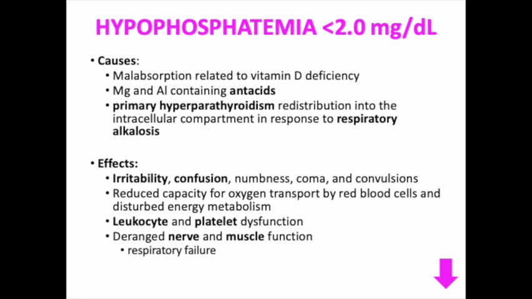Well, what causes too little phosphate, under 2.0? If you have malabsorption due to vitamin D deficiency, as we saw in the PTH feedback loop, or if someone is ingesting too much magnesium-containing or aluminum-containing antacids. This excessive use of magnesium-containing and aluminum-containing antacids leads to hypophosphatemia.